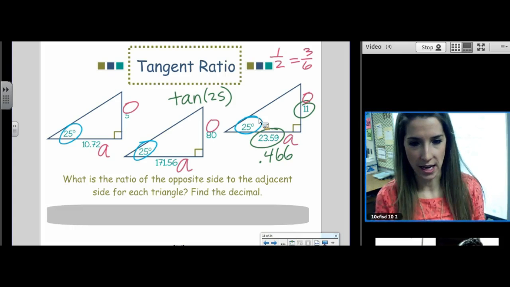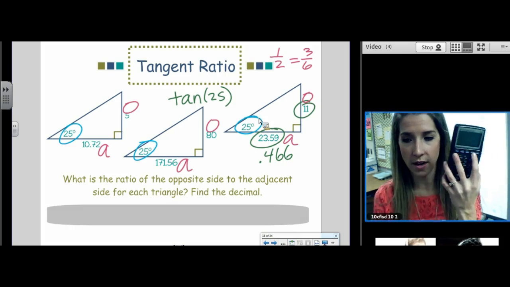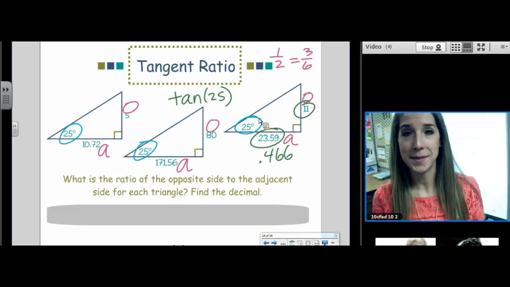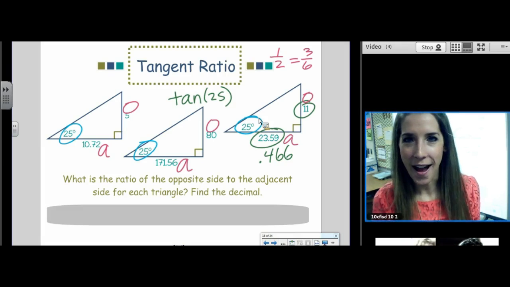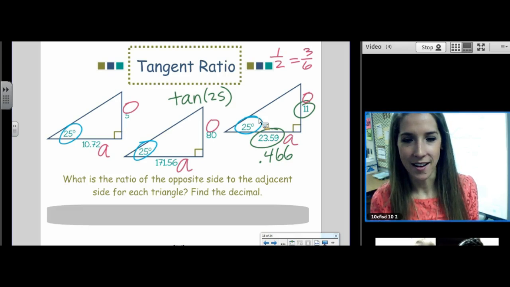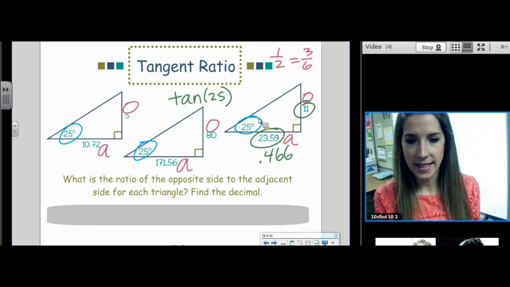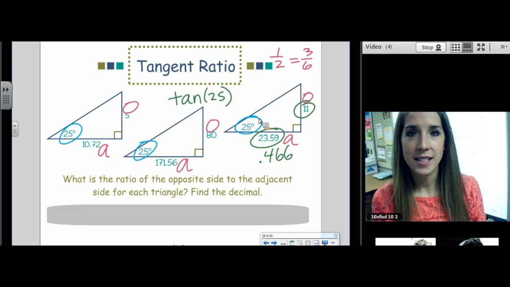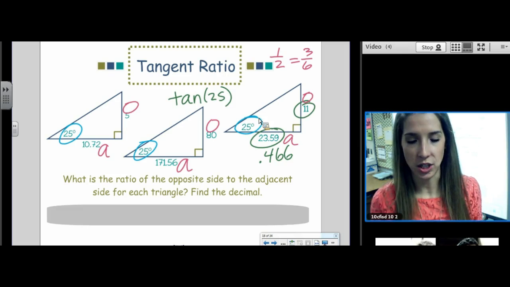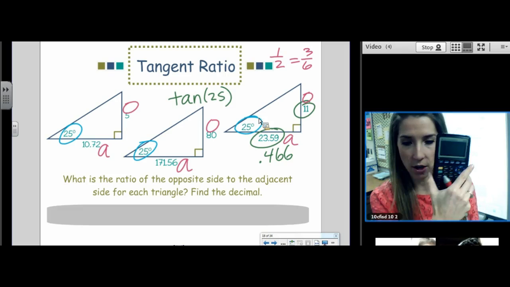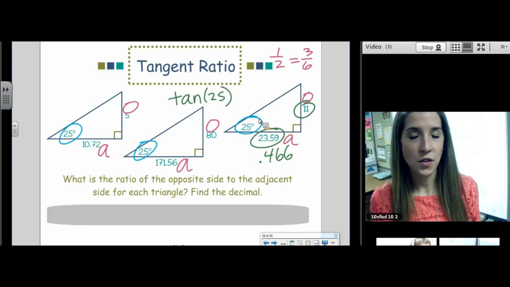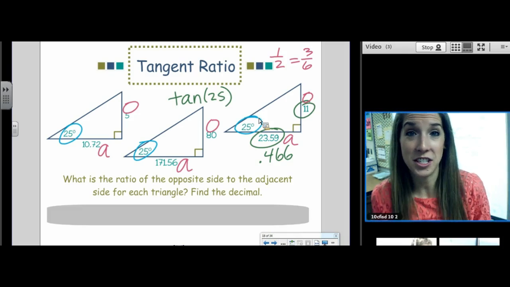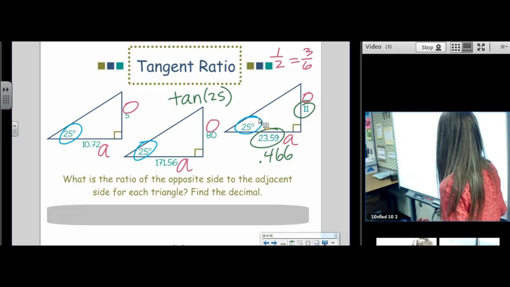That's okay if you don't get it. I just wanted you to know what your calculator's doing when you type tan. All it's doing is dividing a side by a side. You just did tan by yourself because you divided 5 by 10.72. You divided 80 by 171.56. Trig is simply a ratio. It's a division. And that's what your calculator's doing. If you don't understand it, it's fine because your calculator still gets it. So you don't need to worry about that.